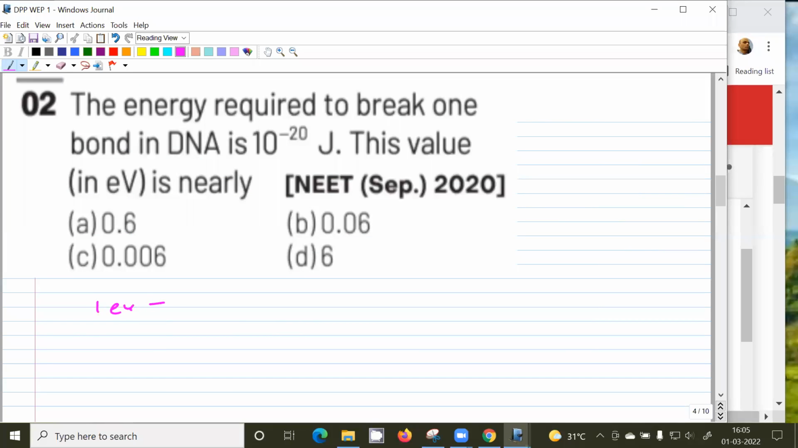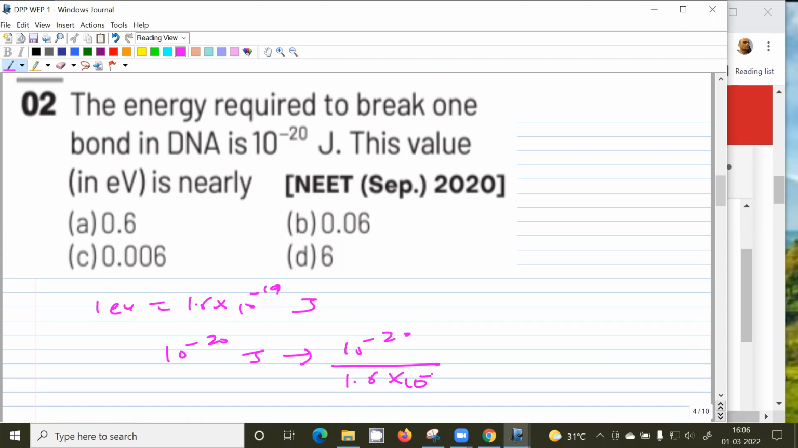Just write: 1 electron volt equal to how many joules? 1.6 times 10 raised to the power minus 19 joules. So I have to find 10 raised to minus 20 joules. I have to convert to electron volts. So 1 electron volt is this much. So 10 raised to minus 20 gives 0.06, option B.